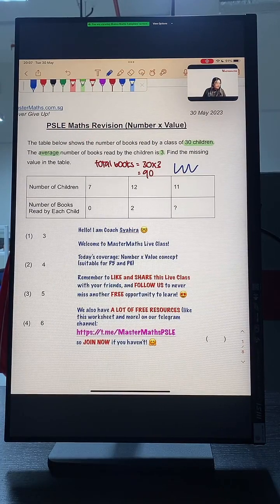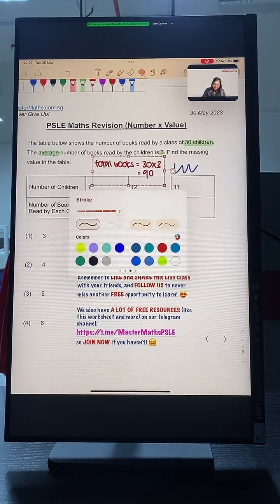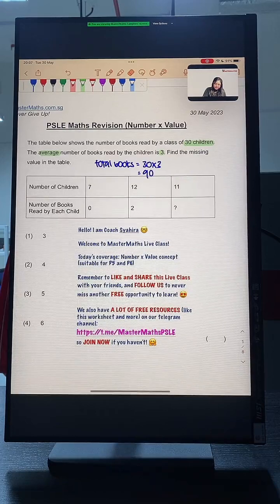Alright, so we know that the total number of books is 90. We have some numbers here and we have a missing number.